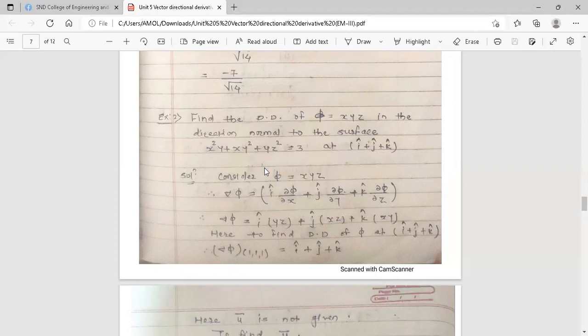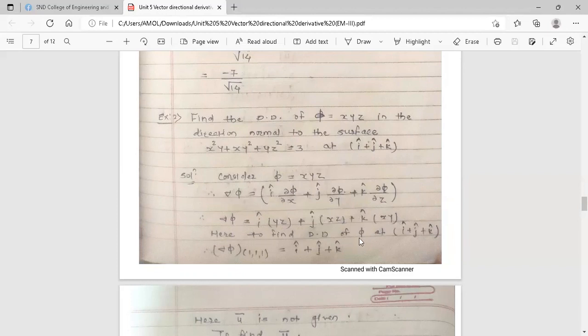So you first find del phi, or grad phi, and its value at the point i cap plus j cap plus k cap. Here phi is equal to x y z. Then grad phi, del phi, is the definition or formula. For this scalar point function, the derivative of phi with respect to x is y z, plus j cap times the derivative of phi with respect to y, which is x z, plus k cap times the derivative of phi with respect to z, which is x y. So del phi is this term.